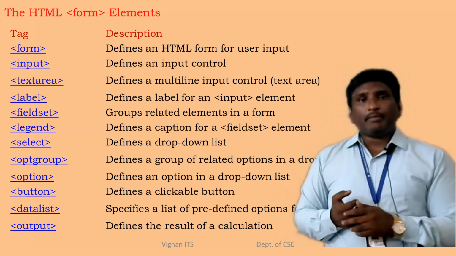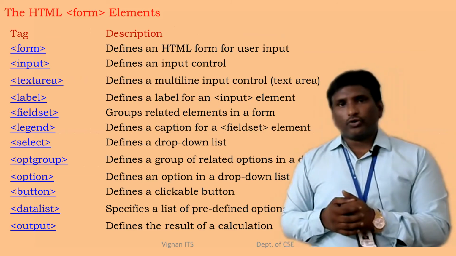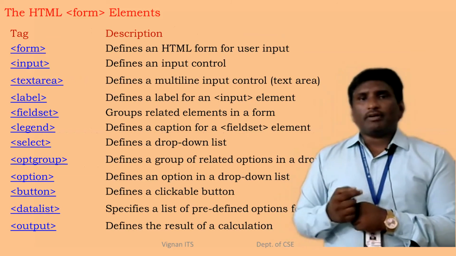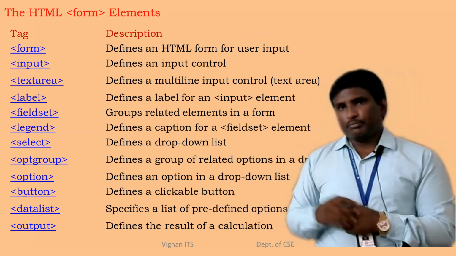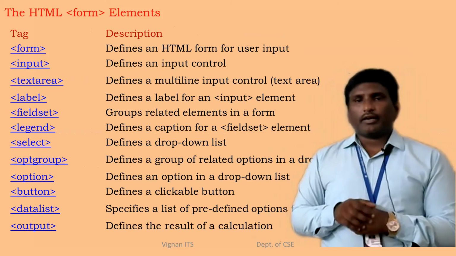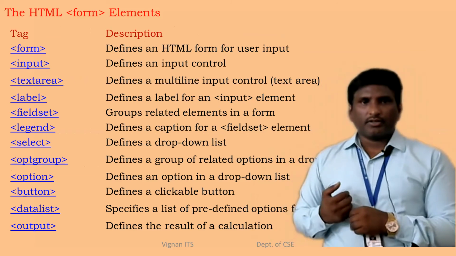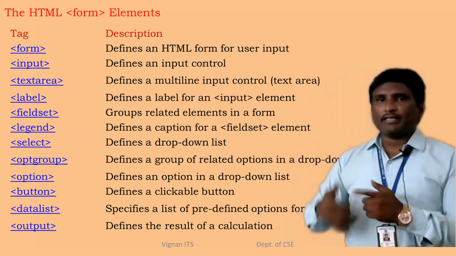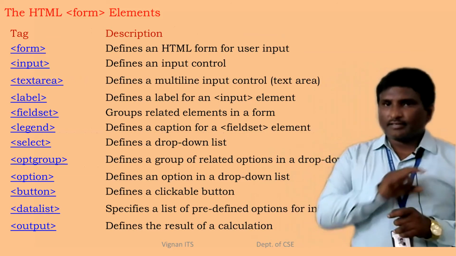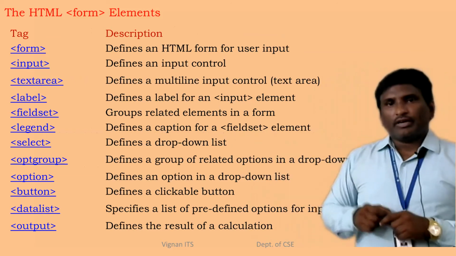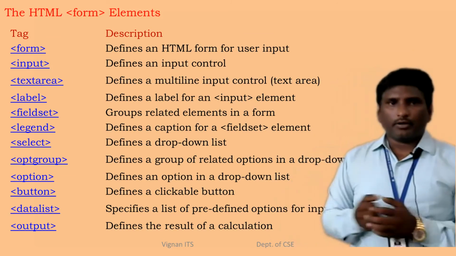Next, these are the HTML form elements. Just go through them once. Form defines an HTML form for user input, and input defines input controls, which I already discussed: text, radio buttons, checkboxes, submit, and buttons. Textarea defines multiple-line input controls. The difference between text and textarea is that text is only single-line characters, while textarea specifies rows and columns.